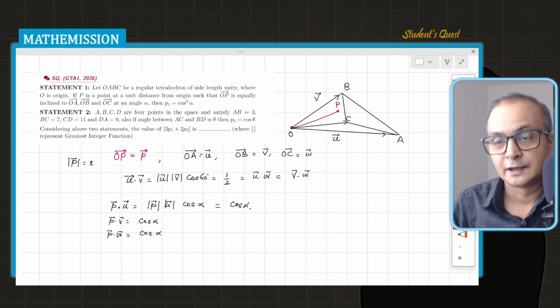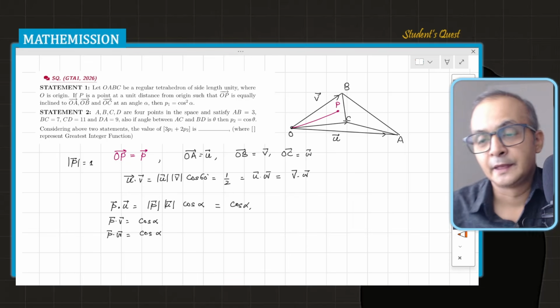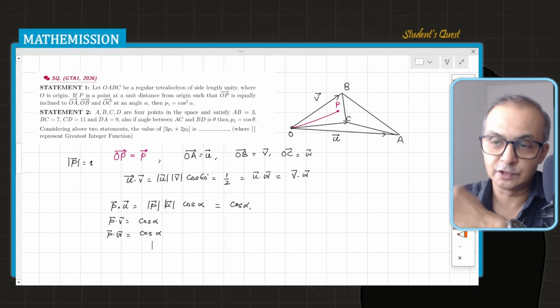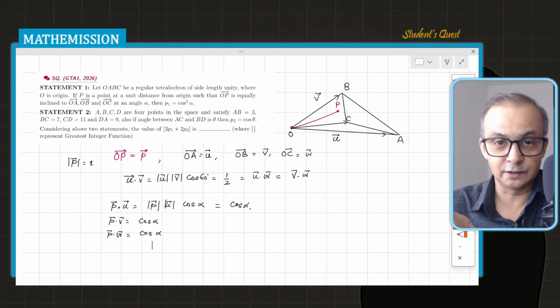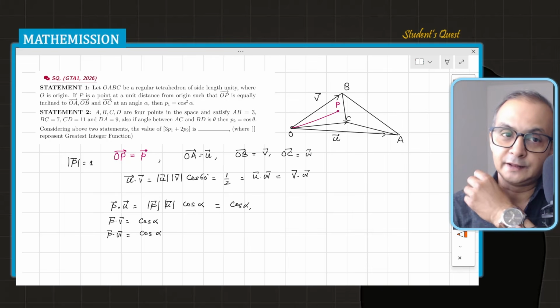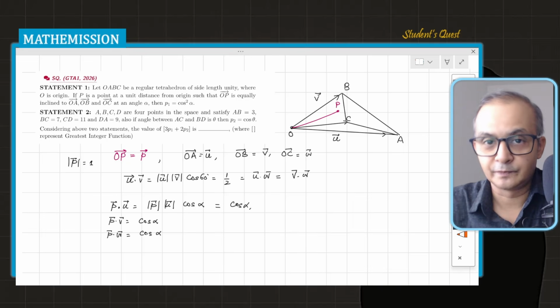Now there's one simple temptation the students may have: that if I have cos alpha, cos alpha, cos alpha with each of the unit vectors U, V, W, I can use that cosine square alpha plus cosine square alpha plus cosine square alpha is 1. When any vector is inclined to the axes by certain angles, I can use the fact that cosine square alpha plus cosine square beta plus cosine square gamma is 1.